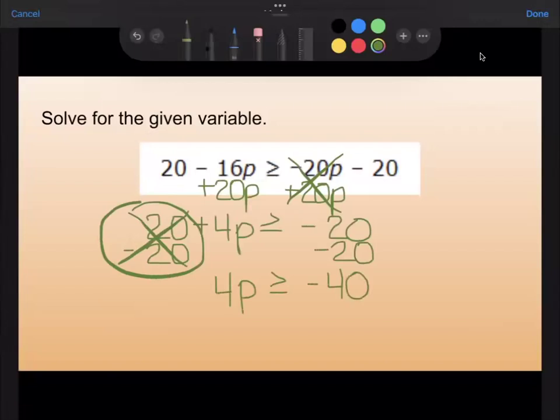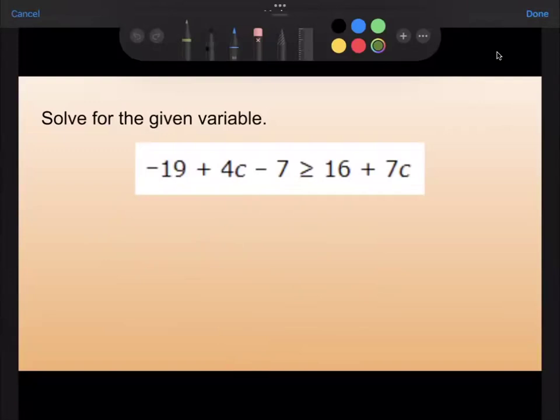Okay, now I can look and see if my symbol is being multiplied or divided by a negative number. And it looks like it is not. So I'm going to go ahead and copy down the symbol the exact same way that it is facing in the original problem. The only thing I have left to do is to get that 4 away from the p. So the opposite of multiplying by 4 is dividing by 4. So I'm going to divide this by 4 and this by 4, canceling those out, which gives me p here. And negative 40 divided by 4 is negative 10. So the answer here would be that p is greater than or equal to negative 10.